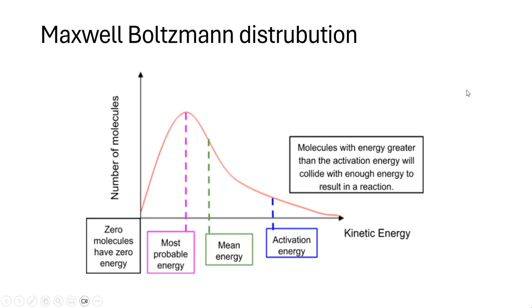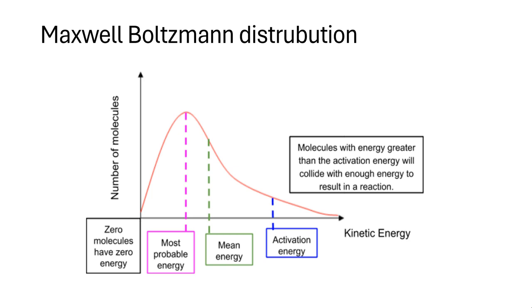Maxwell-Boltzmann distribution. You can look at the particles naturally for anything, and they all follow a similar type of distribution. No molecules have zero energy. Everything has energy unless you're at absolute zero, where nothing is moving. Apart from that, all molecules have some level of energy, so the graph never starts at zero.